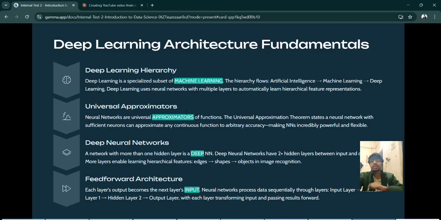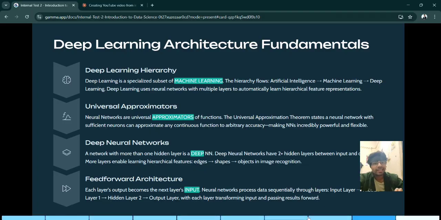So question number 24: a model that continually retrains with new data is a blank model. So the answer is online, or incremental, or dynamic, or adaptive, or continuous learning model.